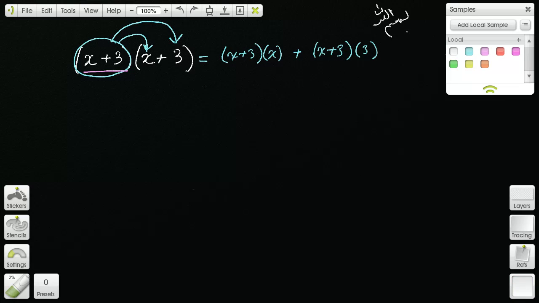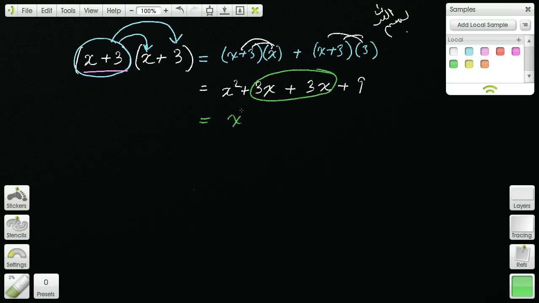Now, after I do that, then I distribute this again. Then I get x squared plus 3x. Distribute this. And then I distribute the 3. I get 3x plus 9. Correct? And then I combine the like terms. Then I get x squared plus 6x plus 9. Got it?